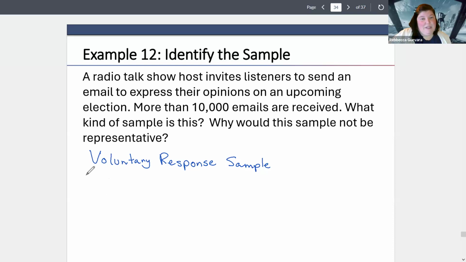Why would this sample not be representative? Well, for one thing, you're only going to get opinions of the people who listen to the show. So only listeners are going to respond. So that's one of the problems that you're going to have here. When you're going to give your opinions of this election, like I said, you're mostly going to get listeners who are going to respond, and probably not only that, probably more dedicated listeners are going to respond. So your information is going to be swayed towards that listening group that you have.